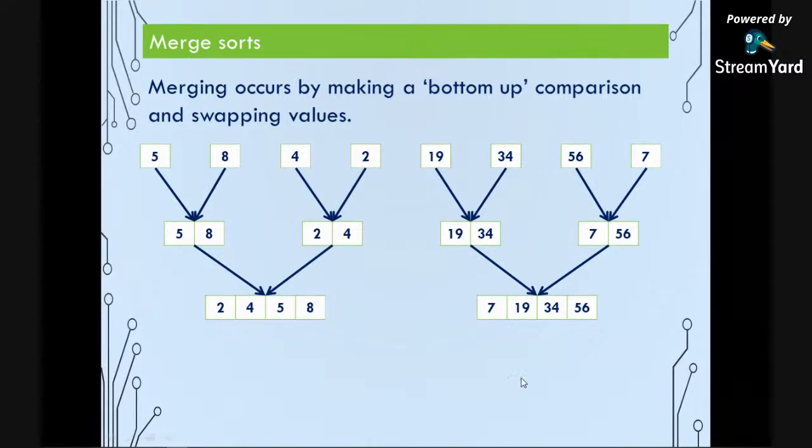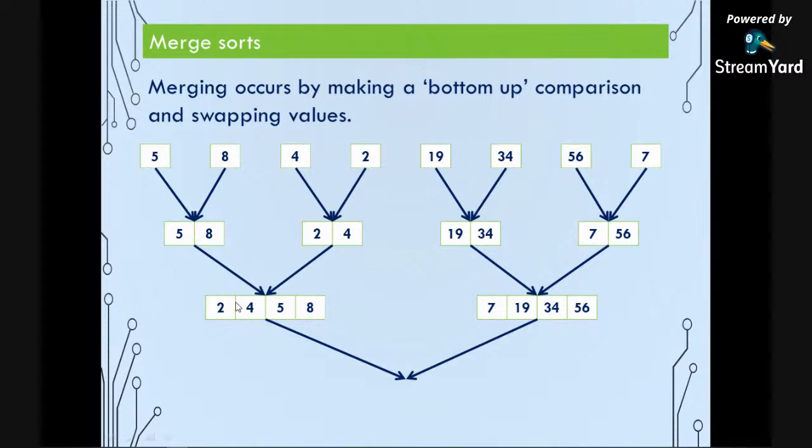Okay, and same idea again. 2 gets compared with 7. 2 is the smallest. 4 gets compared with 7. 4 is the smallest. 5 gets compared with 7. 5 is the smallest. 8 gets compared with 7. This time 7 is the smallest. Then 8 gets compared with 19 and goes, okay, 8 is the smallest.